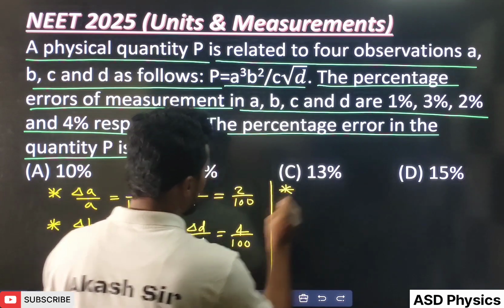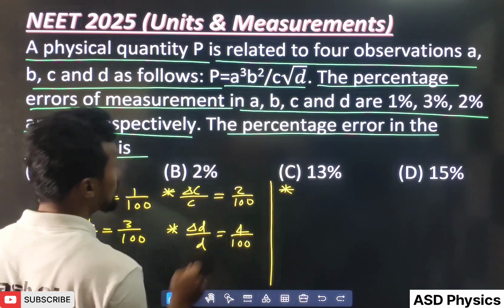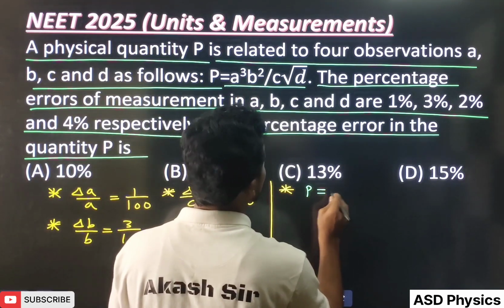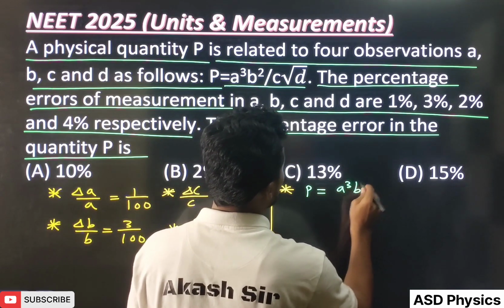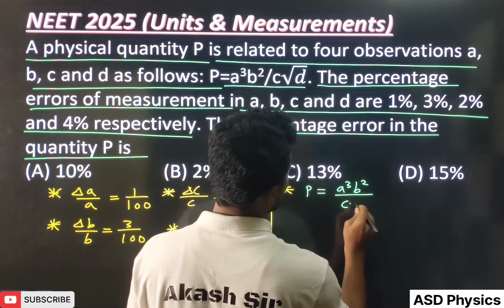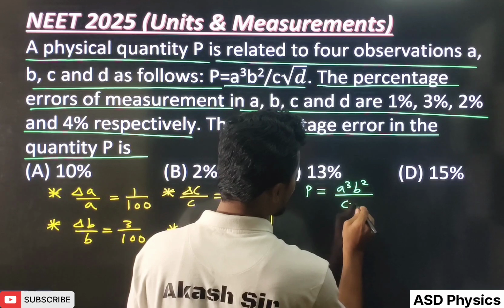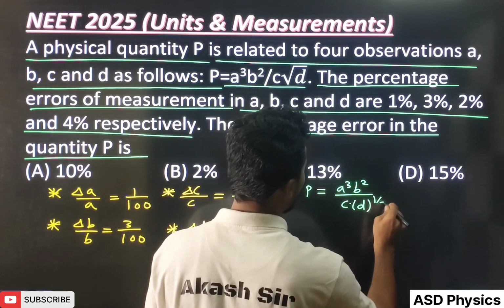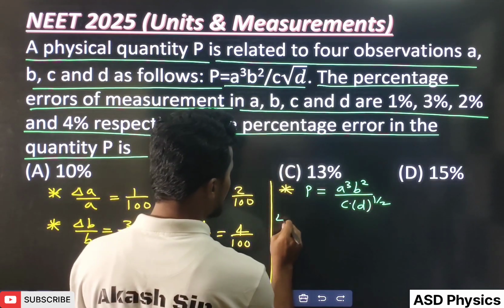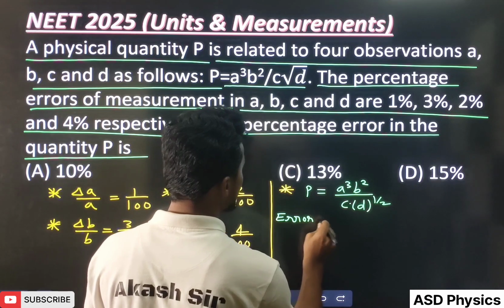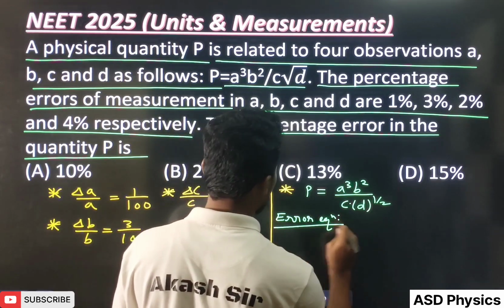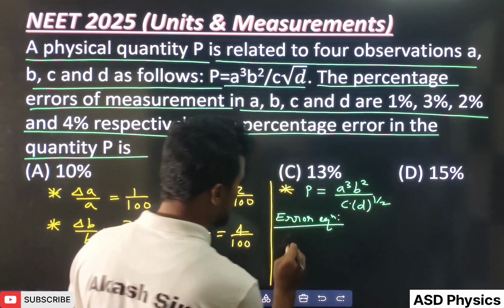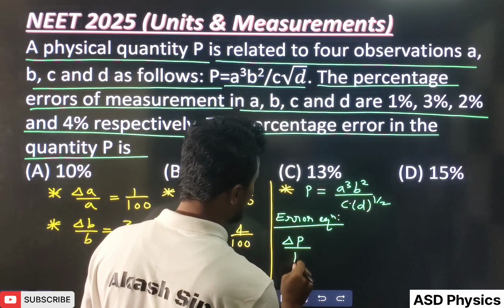After that, what is the expression given here? The expression is, you can see here students, P equal to A cube B square by C root D. Root D means we can write here D power half. Okay. So from here, if I write the error equation or error expression, then what can we write here? Remember that, you also know very well.